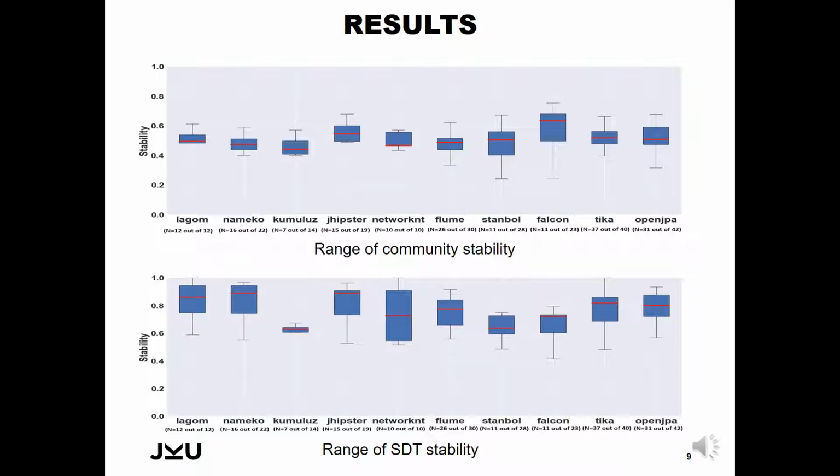However, on the other hand, we find that the SDT, or software development team, stability is stronger. This indicates that developers remain in the same software development team but switch among communities.